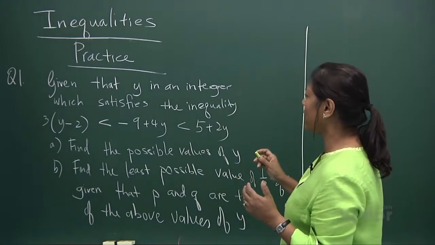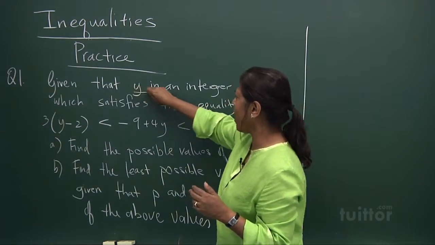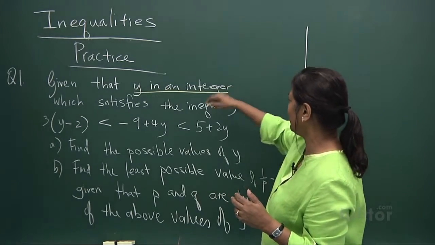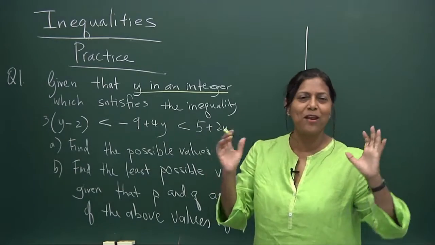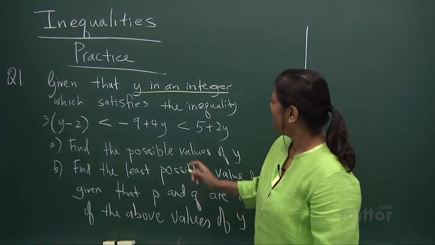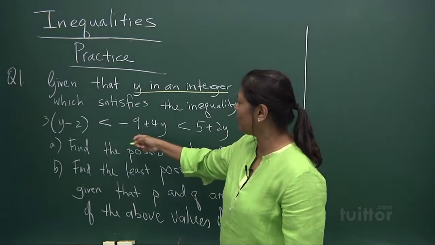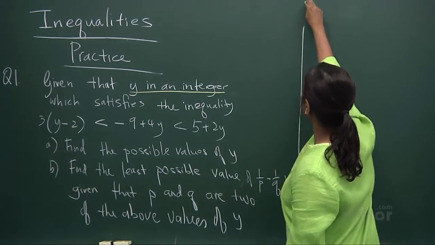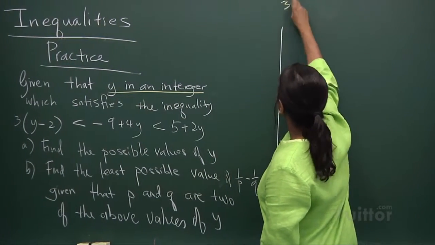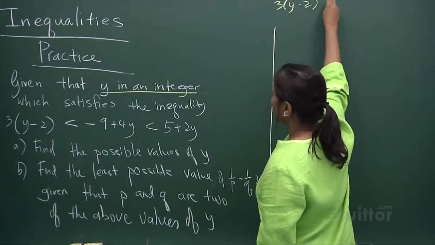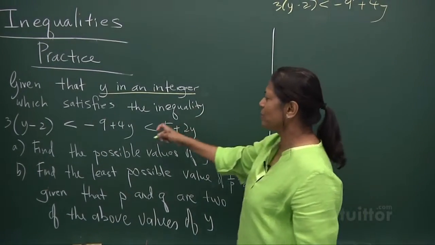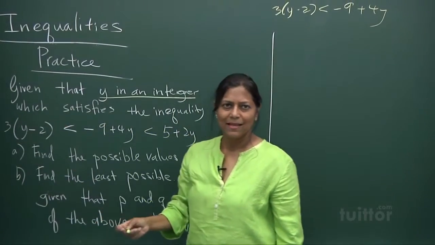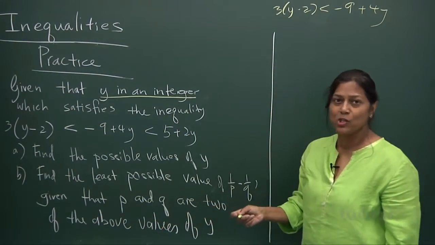Let's look at the first part of the sum. They said y is an integer, and it satisfies this inequality. Let's look at the first part of it: 3y minus 2 is less than minus 9 plus 4y. Let's do this part of it first, see what it is and get the range of y.